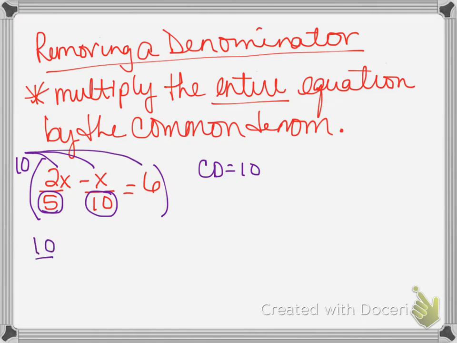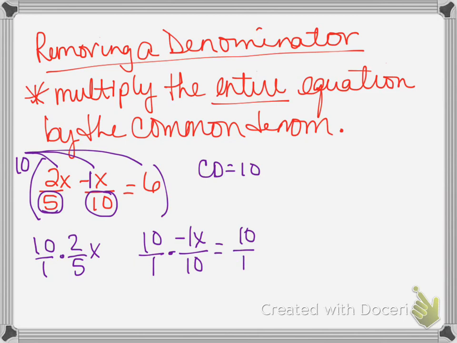So I'm going to say 10 over 1 times 2/5 x. I'm going to say 10 over 1 times a negative 1x over 10, because remember there is a 1 here. And I'm going to say 10 over 1 times 6 over 1. You don't actually have to have the 1s there. Now we learned last year about simplification. So I can cross simplify and I get 4x. I can cross simplify here. I get negative 1x. Top times top is 60.